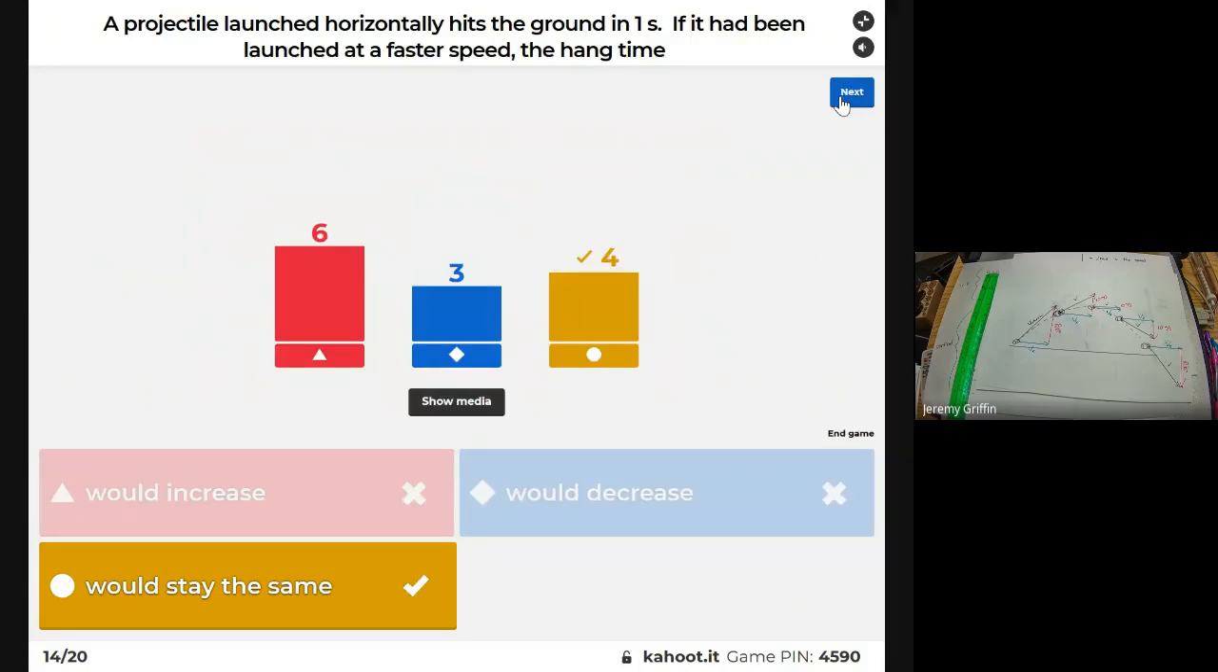Okay, let's read that question really carefully. A projectile is launched horizontally. You guys see that word horizontally? Now that's key. So it hits the ground in 1 second. What if you had launched it faster instead?